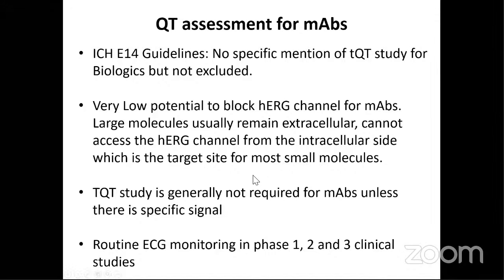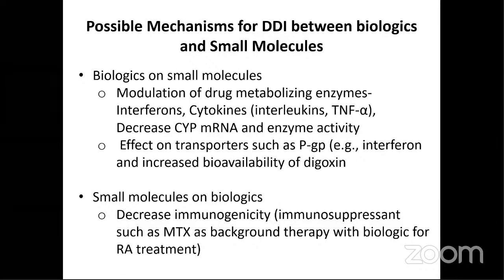QT assessment is not important for monoclonal antibodies, as they have very low potential to block the human ERG channels, and these ERG channels are responsible for prolonging the QT interval. So generally speaking, TQT studies are not required for monoclonal antibodies unless there is a specific signal, but routine ECG monitoring in phase 1, 2, and 3 clinical studies is done.